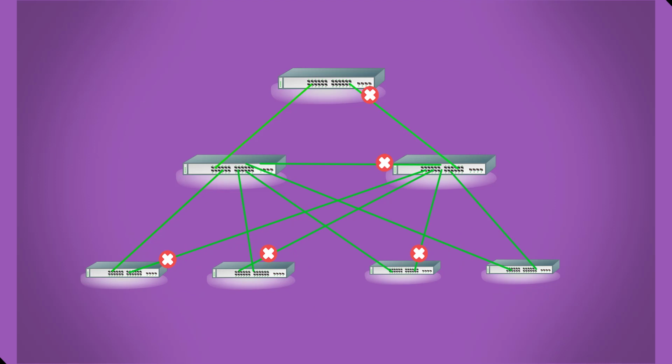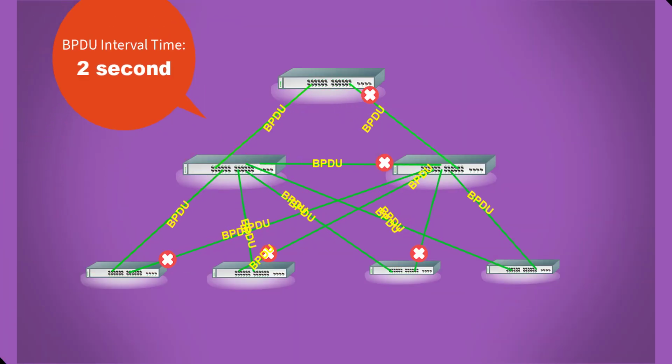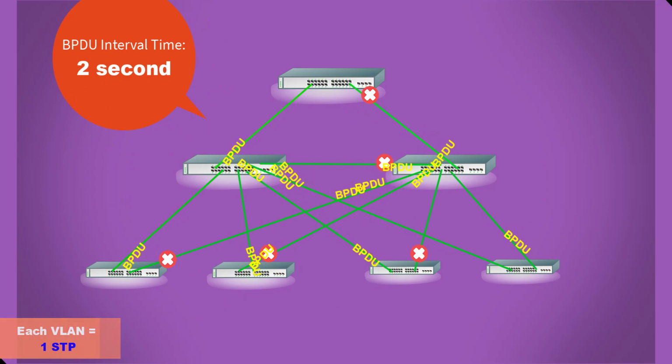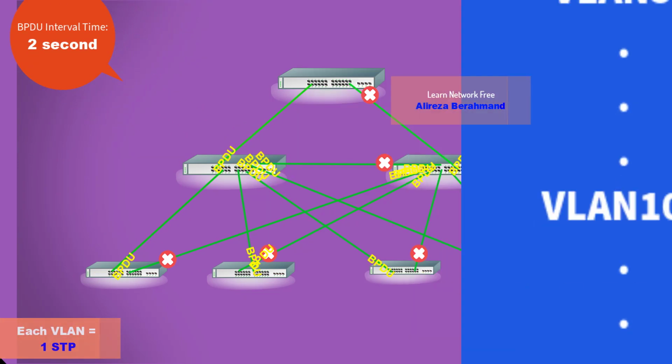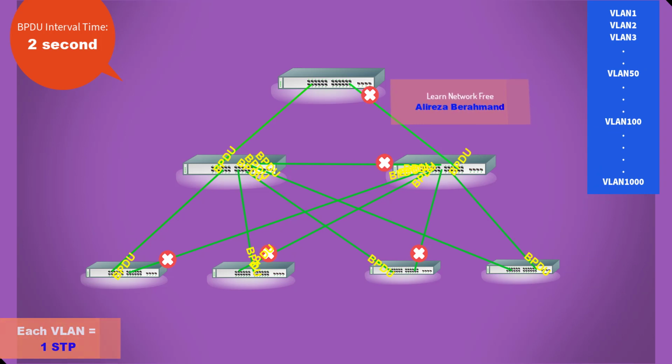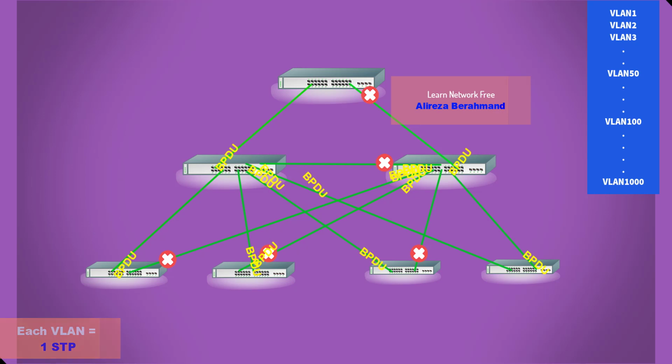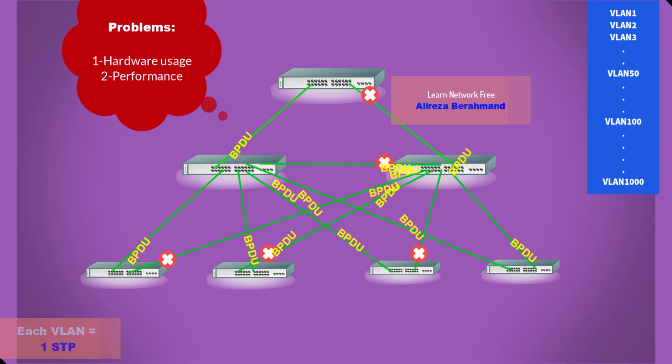Do you know how STP works? STP sends BPDU packets every 2 seconds, right? Technically, we have one STP for each VLAN. So imagine if we have a large number of VLANs in a network. For example, we have 50, 100, or even 1,000 VLANs, which means we have the same number of STPs in the network. What happens if 100 or 1,000 STPs send BPDU packets every 2 seconds, and the packets have round trip? I'm talking about chaos, which causes problems including increased memory and CPU usage.